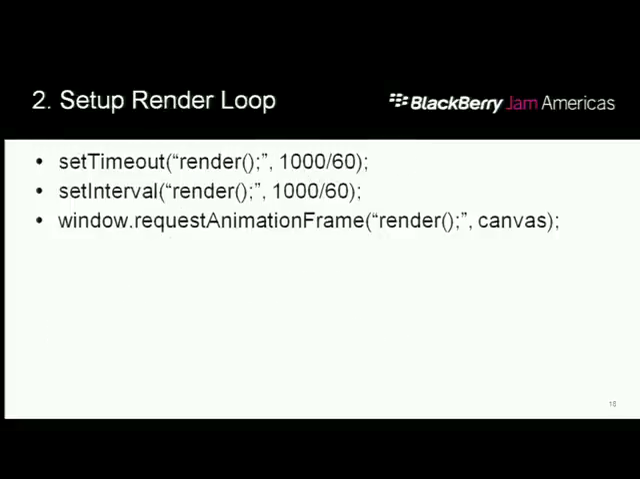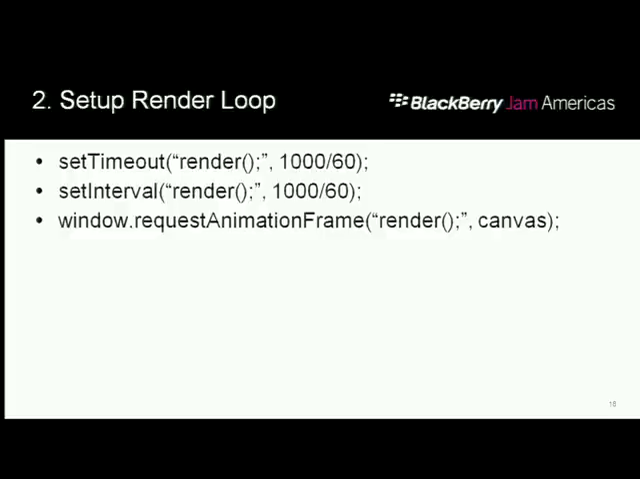The next thing we're going to talk about is how we set up the render loop. There are actually 3 different ways we can set up this render loop. We can use setTimeout, which will call a specified function after a given amount of time. In this case, I'm using 1,000 over 60, which represents an attempt at maintaining a 60 frames per second frame rate. Or you can use setInterval, which will continually call your function after the elapsed time. With setTimeout, you'd have to keep calling setTimeout in order to get that render loop to function.